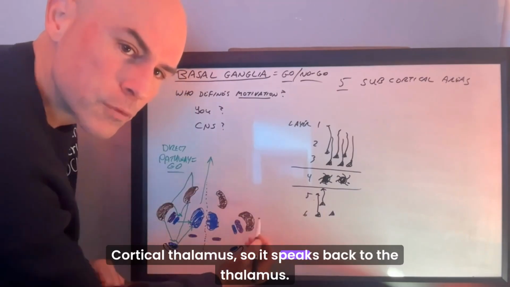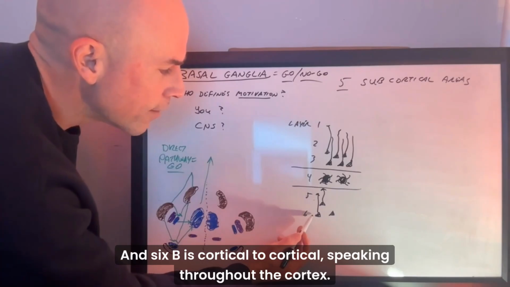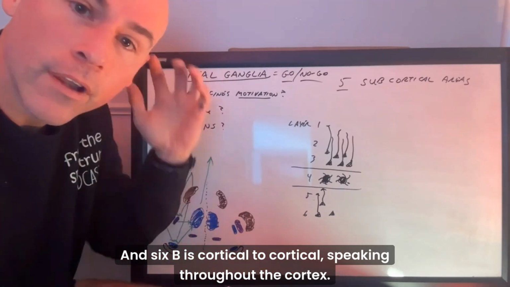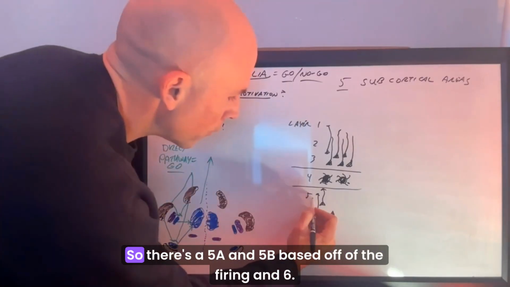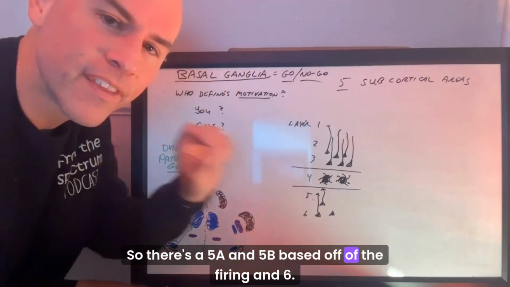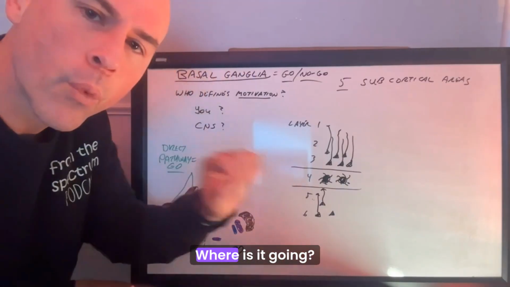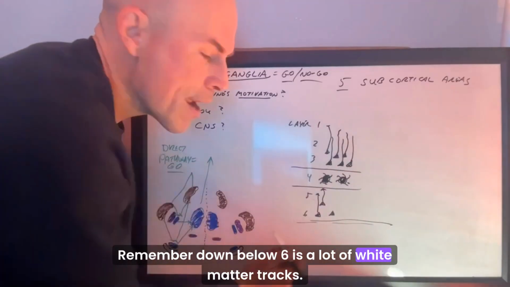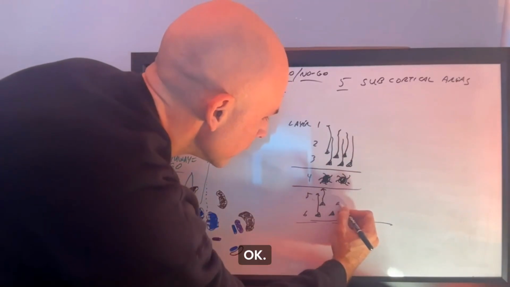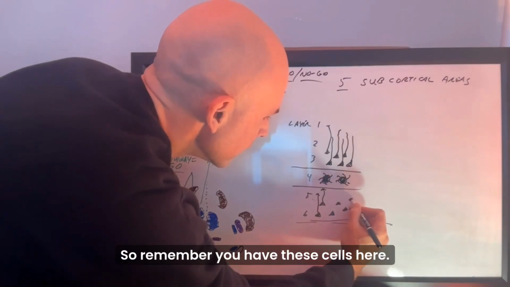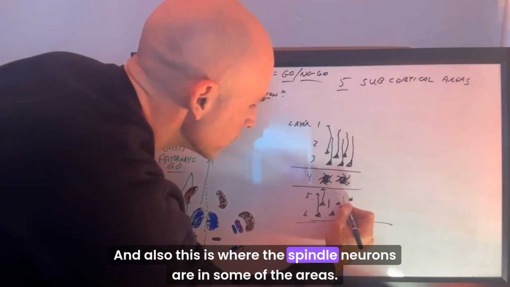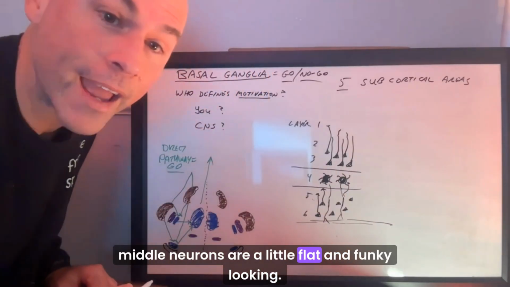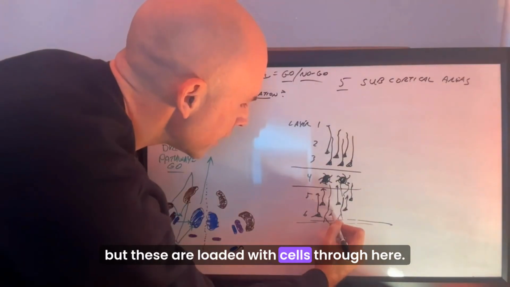6A is cortico-thalamic, so it speaks back to the thalamus. And 6B is cortico-cortical, speaking throughout the cortex. So there's a 5A and 5B based off of the firing. And 6, where is it going? Remember, down below 6 is a lot of white matter tracts. Okay, so remember you have these cells here. And also this is where the spindle neurons are in some of the areas. Spindle neurons are a little flat and funky looking, but these areas are loaded with cells.